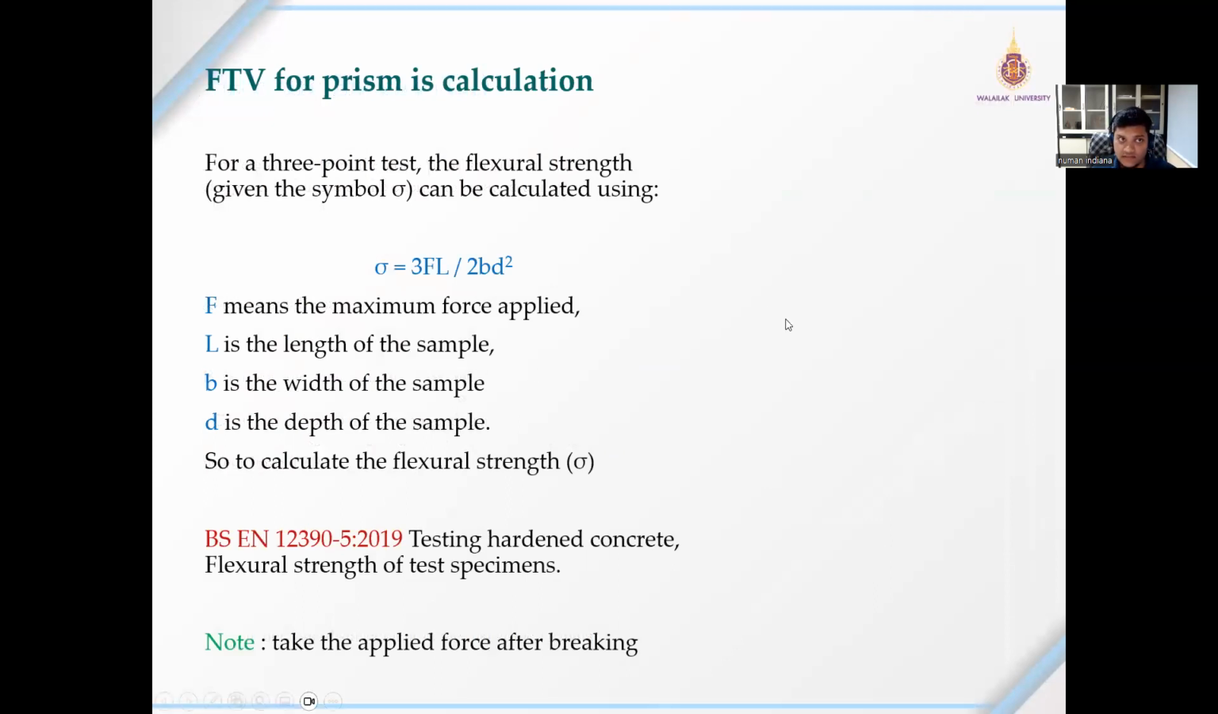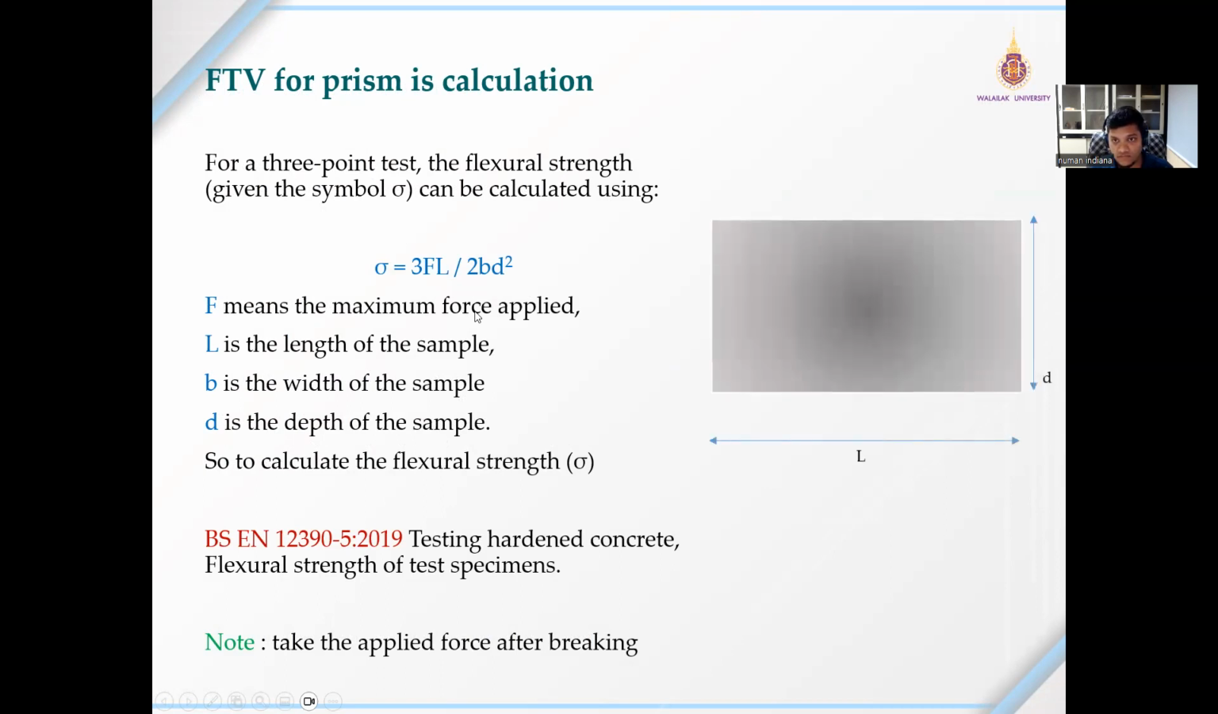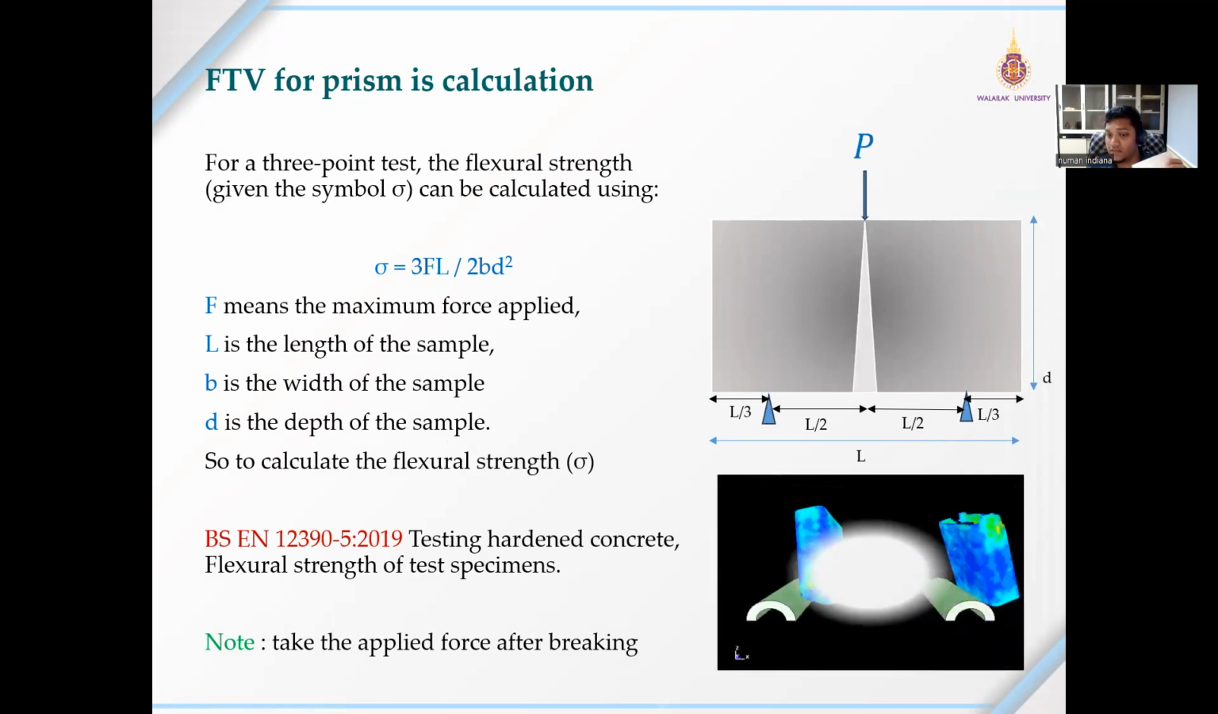And the flexural strength for prism is calculated with this formula. Sigma is equal to 3FL by 2 BD square. So F is the maximum force applied on the beam, the point force, and L is the length, B is the breadth, and D is the depth. So this formula is for the flexural strength, which we calculate after the breaking of the specimen.